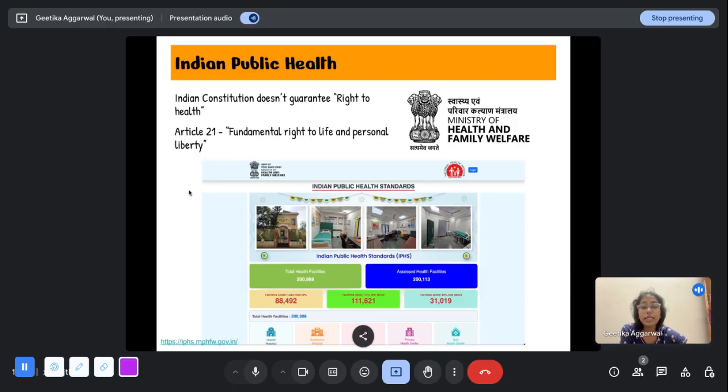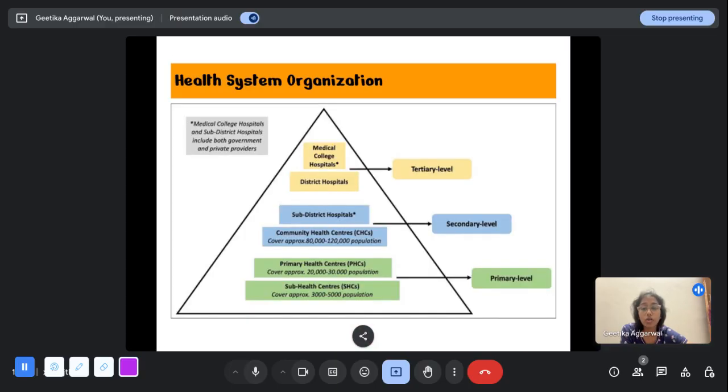Let's see in a little more detail what are these different health facilities that we're talking about. In India, the health system is organized in a way that at the primary level, you have these medical officers, or you have these ASHAs, which stands for accredited social health activists. These are people who are directly in touch, on the ground level, with the populations out there. And then there are these sub health centers, SHCs, which cover approximately a population of 3 to 5,000 people, and they're the primary healthcare providers.